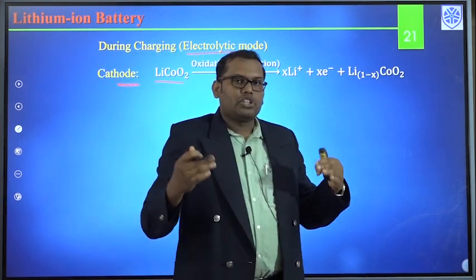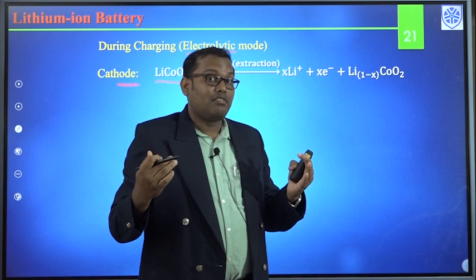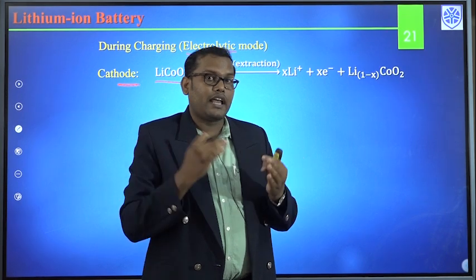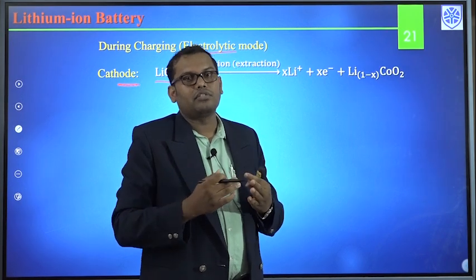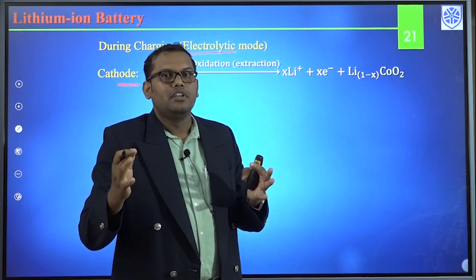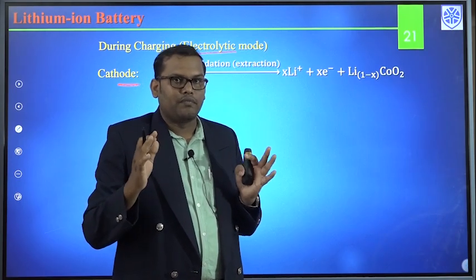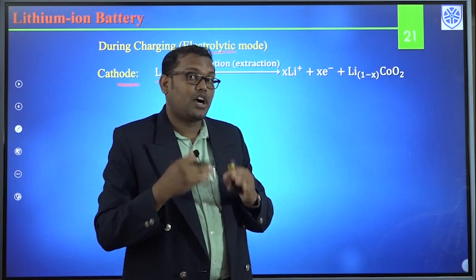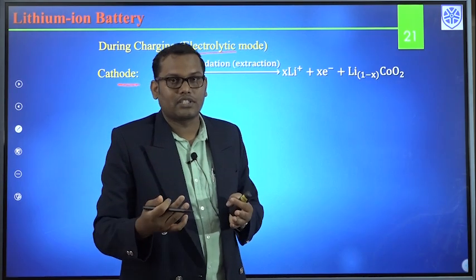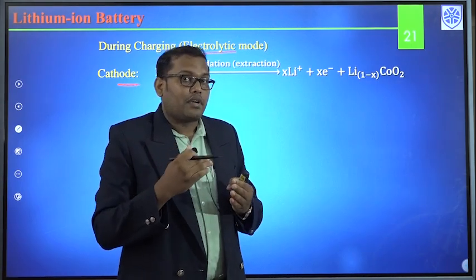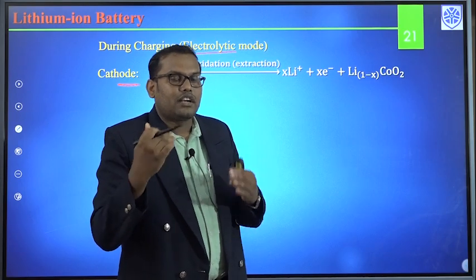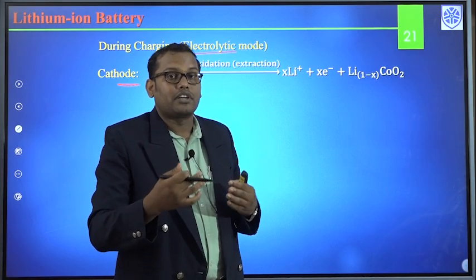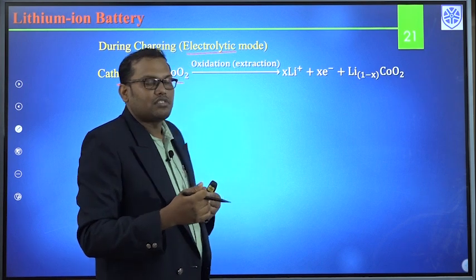During the discharging process, the cell behaves as a galvanic cell. There, the anode will undergo oxidation and the cathode will undergo reduction. This is the typical concept in a galvanic cell during discharge. But in the charging process it behaves as an electrolytic cell. Whatever happens at the anode, that is oxidation during discharge, will happen as a reduction process during charging.